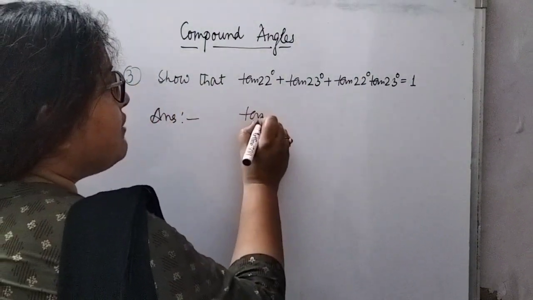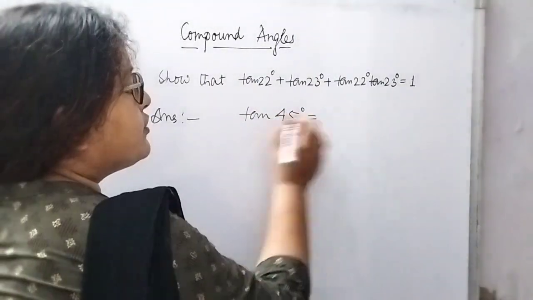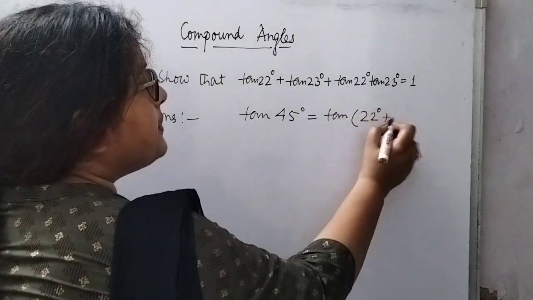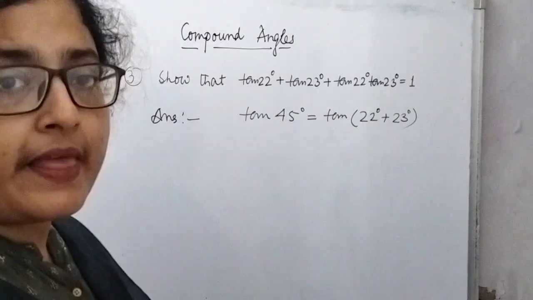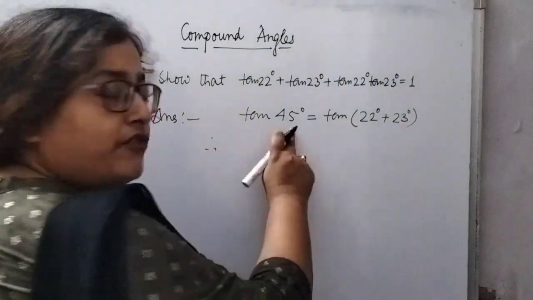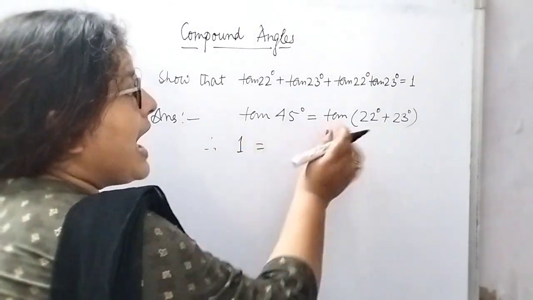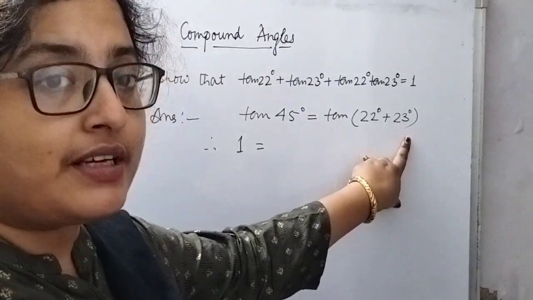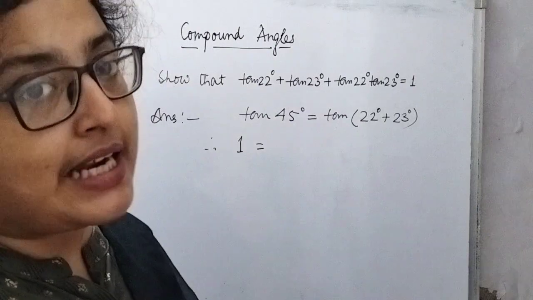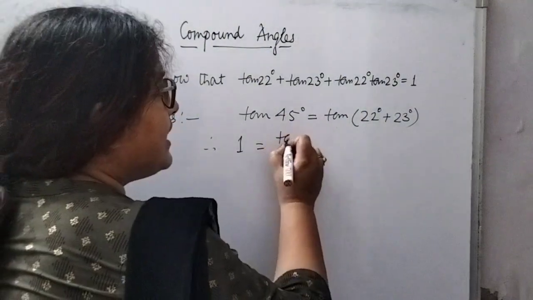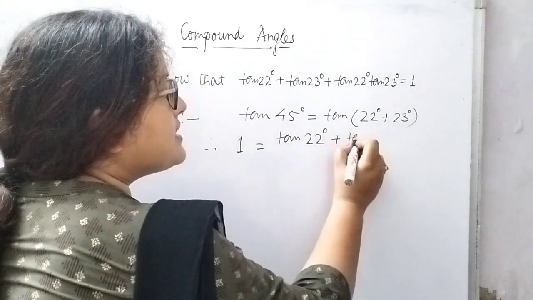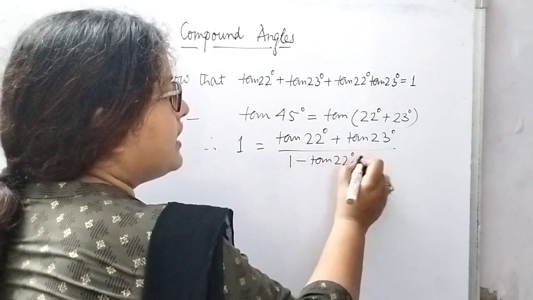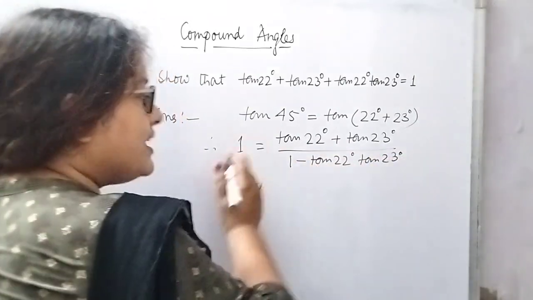Here we get tan 45 degree is equal to tan, can be written as tan 22 degree plus 23 degree according to the given information. Okay, so now we know the value of tan 45 degree. This is equals to 1. And we also know the formula of tan A plus B. What is the formula? Yes, tan A plus tan B by 1 minus tan A into tan B. So let's use this. Tan 22 degree plus tan 23 degree by 1 minus tan 22 degree into tan 23 degree. Now let's do the cross multiplication.